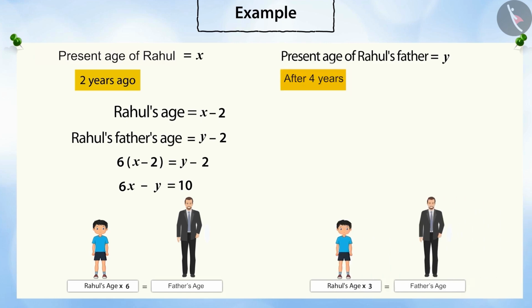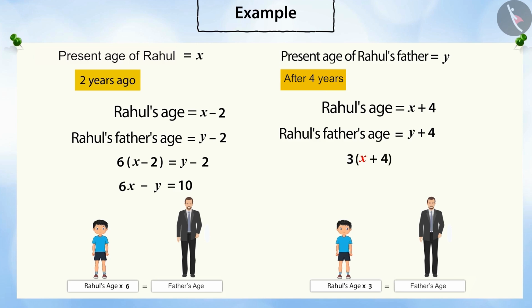Also, after 4 years, his father's age will be 3 times that of Rahul's age. In this situation, what will be Rahul's age after 4 years from now? Absolutely. After 4 years, Rahul's age will be 4 years more than the present age, that is, x plus 4. And father's age will be y plus 4. Now with this, can you make a linear equation of two variables? Let's see how to write this in algebraic form.